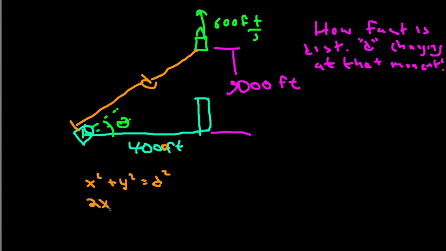We're going to go ahead and take a derivative with respect to time because we want to know how fast this is moving. So that's going to be 2x dx/dt plus 2y dy/dt equals 2d, why do I always use d, dd/dt. I'm going to go ahead and cancel the 2's. Just imagine we divided everything by 2.